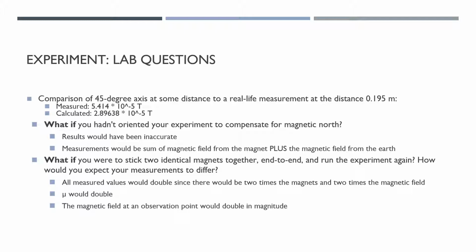Now, the next question was, what if you hadn't oriented your experiment to compensate for magnetic north? Then the results would have been inaccurate. The measurements would sum the magnetic field from the Earth plus the magnetic field from the magnet, and that wouldn't be correct. Next, the question was, what if you stick 2 identical magnets together end to end and run the experiment again? In this case, all the measured values would double, since there would be 2 times the magnets and 2 times magnetic field. The magnetic dipole moment would double, and the observed magnetic field would double.